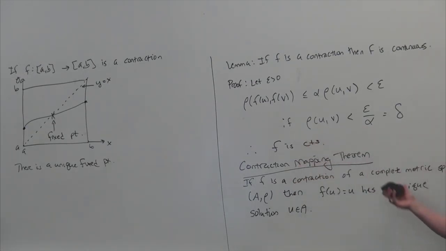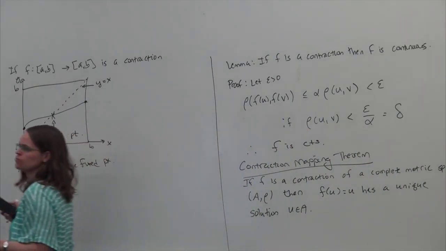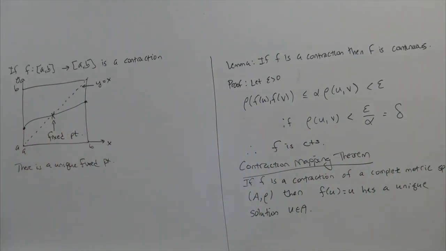Okay, the one condition I added here was completeness of the metric space. So one of our favorite metric spaces, aside from Rn, is the CAB, the continuous functions on A to B. That's a complete metric space. And by the way, that generalizes just fine to continuous functions on higher dimensional sets. So you don't just have to be on intervals, you can be the sets in Rn.